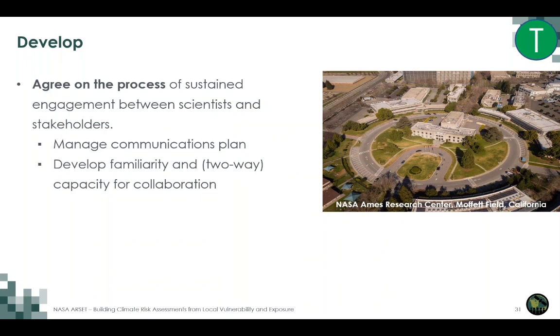So some of the main tasks within this develop phase is to develop and manage a communications plan, both between the project leadership and the scientists involved, as well as the stakeholders involved. And in particular, we need to develop a familiarity between the people themselves and a two-way capacity for collaboration. So one of the biggest challenges in this develop phase is to make sure that no one group is dictating all of the terms of the engagement to the others. And many times scientists have to be humble in terms of understanding the true needs of the stakeholders in this part.